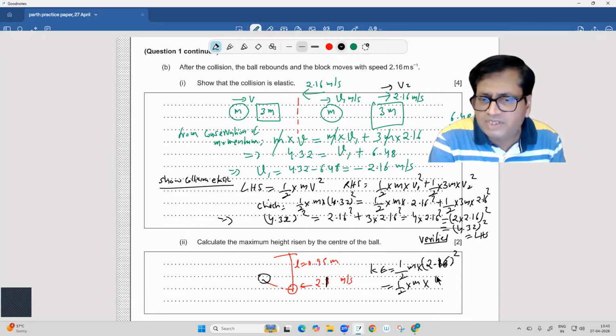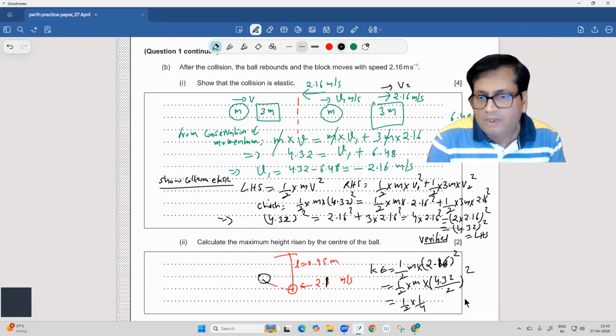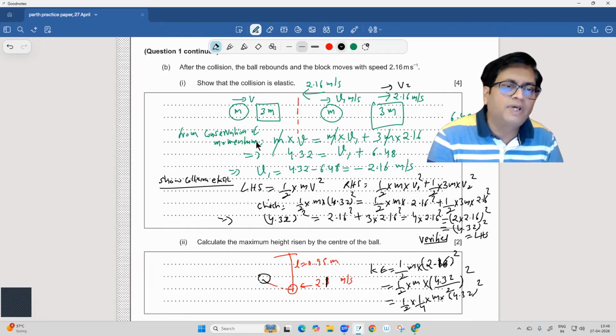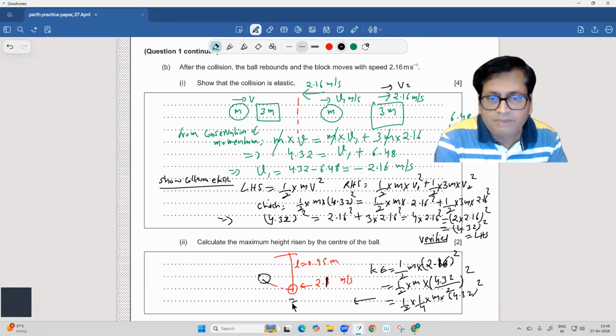2.16 square. But 2.16, as we already said, is 4.32 by 2, right? So it is like half into 1 by 4. This 1 by 2 square is 1 by 4 into m into 4.32 square, right? But half into m into 4.32 square, was it not the initial kinetic energy? Which was nothing but mgl, right? So half into m into this square is nothing but mgl. तो ये कितना बन गया ये? This becomes 1 by 4 into mgl, right?